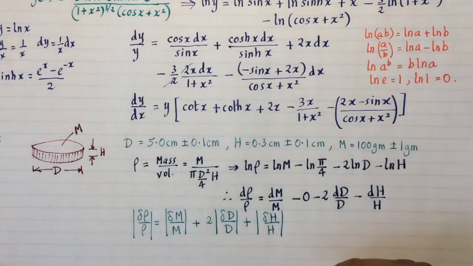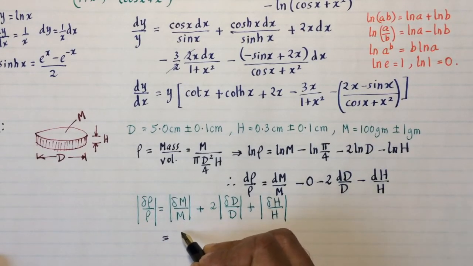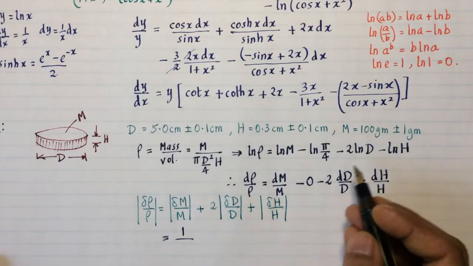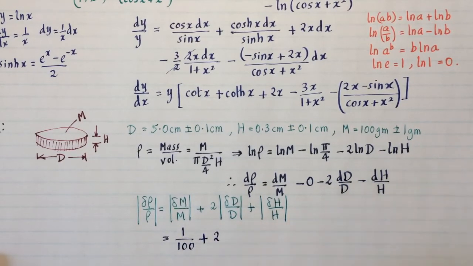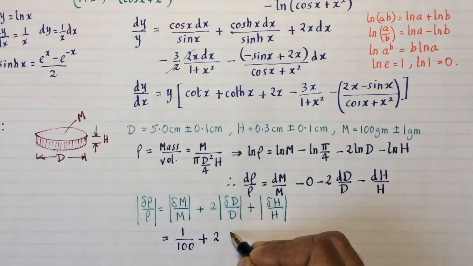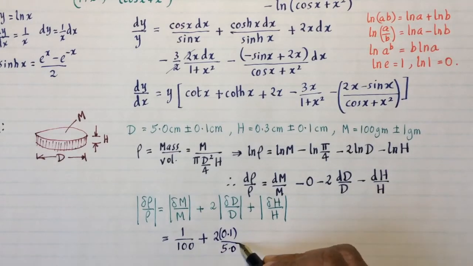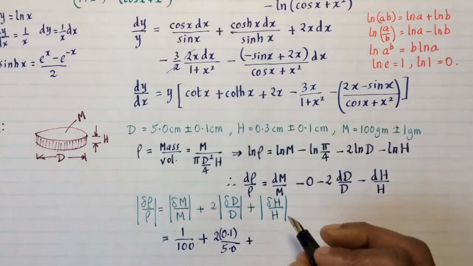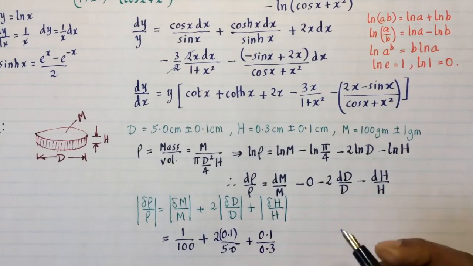So now let's calculate these things. Delta m is just 1 gram. You don't have to worry about the units because they cancel out. 1 over 100 plus 2 times delta d, which is 0.1. Let me write it as 0.1, or you might get confused. Divided by 5.0. The centimeters cancel out. The delta h is going to be 0.1 divided by 0.3, and once again the centimeter cancels out.